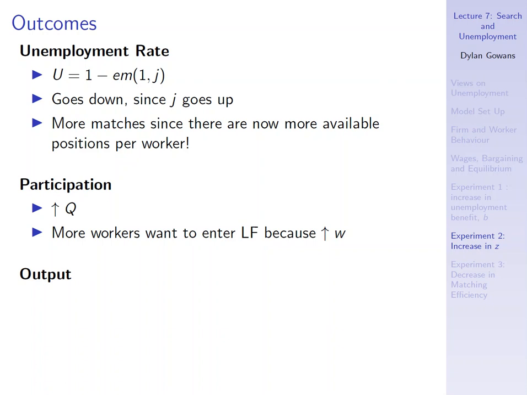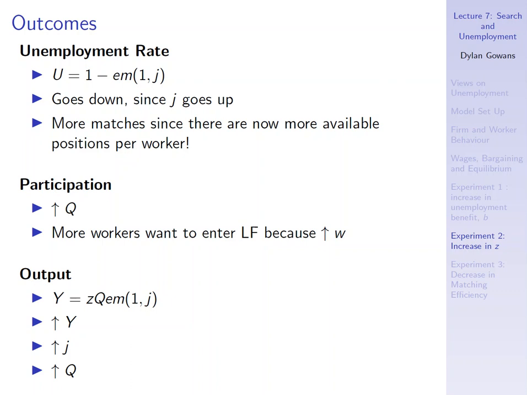And finally, what about output? Well, for output, remember this is our equation defining output. And notice that each one of these terms is going to go up. So Z goes up, by hypothesis or by definition of the experiment. Q goes up, we saw it right here. And this expression, the number of searching workers who match, also goes up because J increases. And so unambiguously, Y increases.